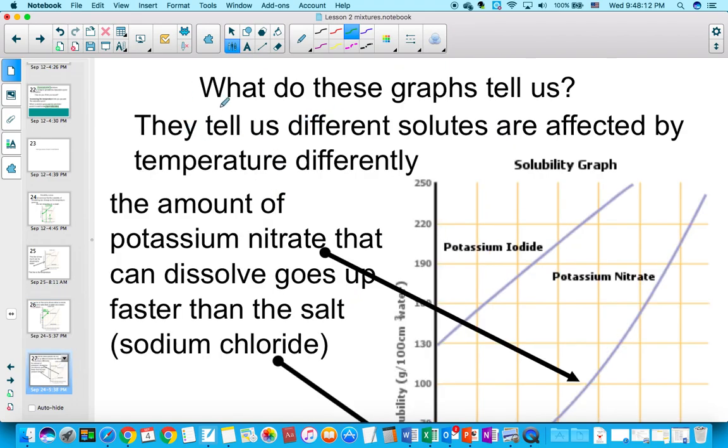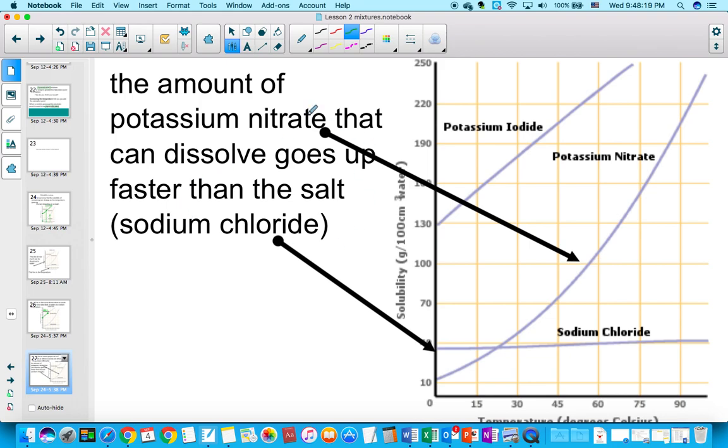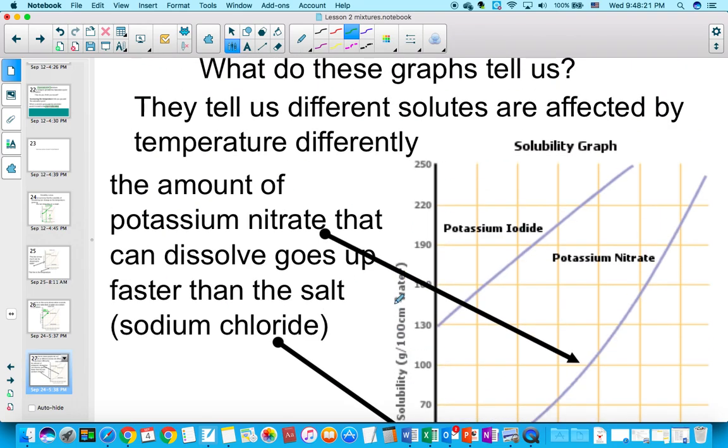So these graphs tell us that different solutes are affected by temperatures differently. And again, you don't need to know this much detail. This is just for the sake of being able to read a graph, because on a test I may show you a graph and I may say, well, what's happening here? You should be able to tell me that the saturation point of these chemicals are changing because temperature is increasing or temperature is changing. You should also be able to say, as temperature increases, your saturation point is increasing.